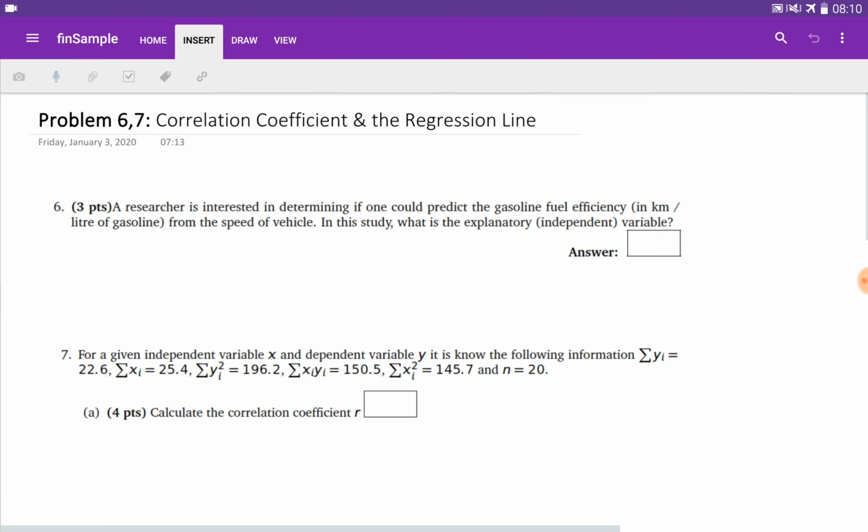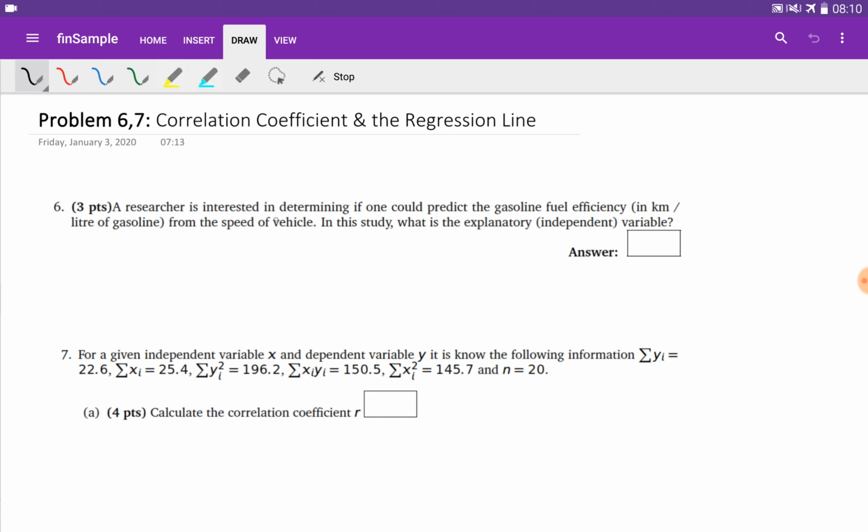Problems number 6 and 7 are about the correlation coefficient and the regression line. Researchers are interested in determining if one can predict the gasoline efficiency from the speed of the vehicle. So basically you need to create the regression line. So y hat is equal to mx plus b, where you can put the speed instead of x, and it is going to give you the y, the efficiency. So basically how much gasoline it uses depending on the speed, right?